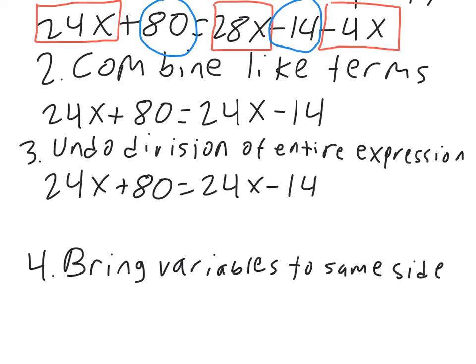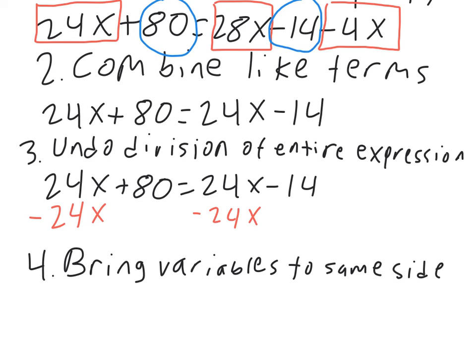Step 4, remember, is to bring the variables to the same side. So notice there's a 24x on both sides of the equation. So we need to bring one of those to the other side. So again, we undo the addition or subtraction that's happening here. We just need to take this 24x and subtract it to both sides of the equation. So minus 24x, and remember, we put it under the other x on the other side. So minus 24x.